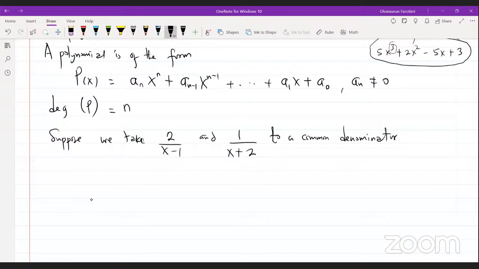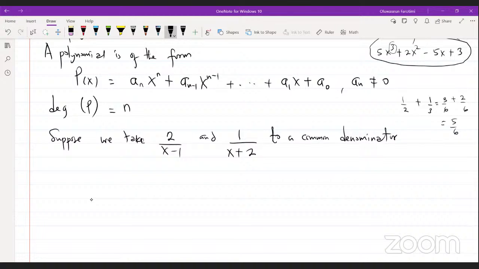Think about how you do 1/2 plus 1/3. If I want to add these together, I want to make sure they have the same bottom. To do that, this is going to be 3 over 6, plus 2 over 6, and then this becomes 5 over 6. Because right now they have the same bottom, 6 and 6, I can sum up the tops.